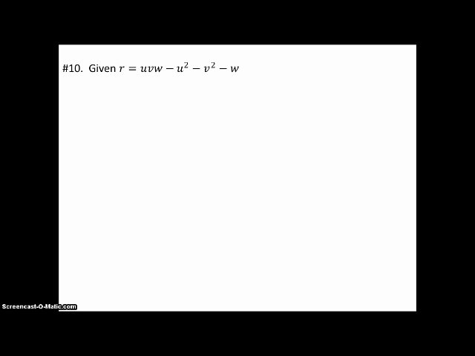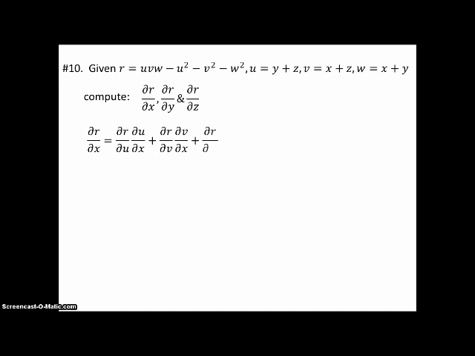Number 10. Given r equals this function in u, v, and w, and u, v, and w are functions in x and y and z. Oh my, oh my. So we've got r is a function of 3 variables, and so are u, v, and w. And they want us to compute the partial derivatives of r with respect to x, and then y, and then z. So we'll start with the partial derivative of r with respect to x, and it's going to have 3 terms because we have a u, we have a v, and we have a w involved in our r function, each of which is a composite, and our independent variables are x, y, and z this time.